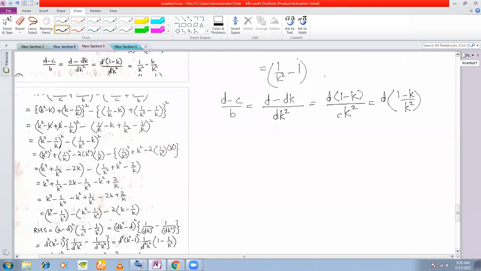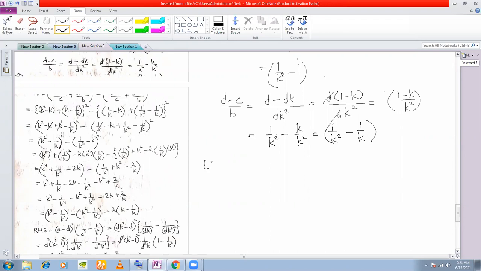In fact, you can cancel d. D is there in the numerator and denominator, so they will actually cancel out. So this d will not be here. So you simply get 1 minus k by k square, which can be written as 1 by k square minus k by k square, which is 1 by k square minus 1 by k. Okay. This is what we are getting for all the fractions.